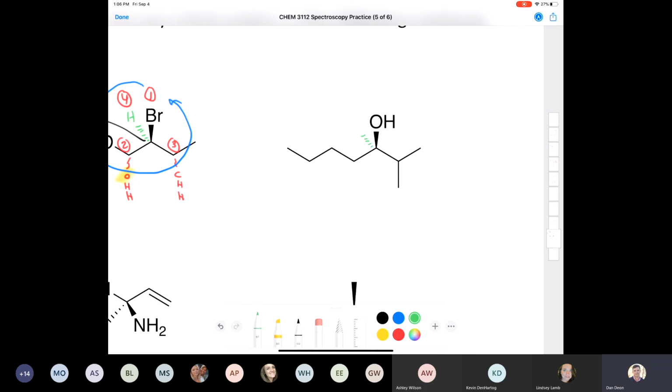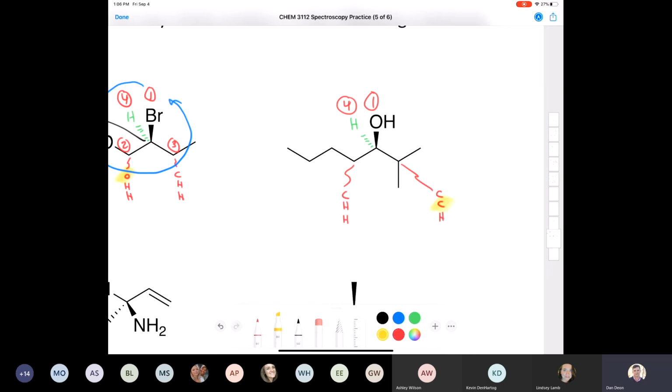We have our hydrogen in the back. It is definitely going to be the lowest priority. The oxygen will be the first priority. If we look at this carbon here and this carbon here, let's compare the two. The carbon on the right is attached to carbon, carbon, and hydrogen. And the carbon on the left is attached to carbon, hydrogen, and hydrogen.